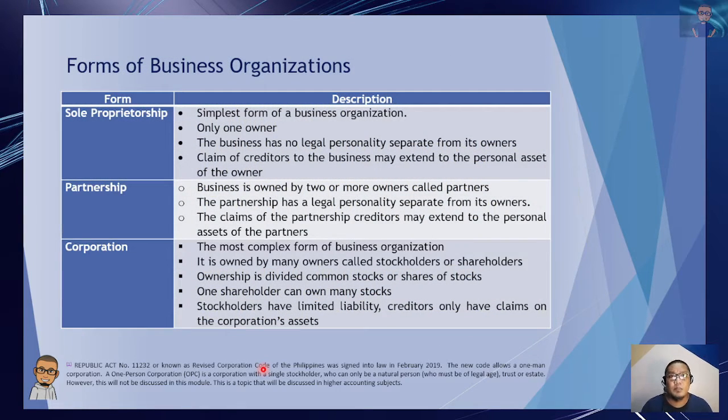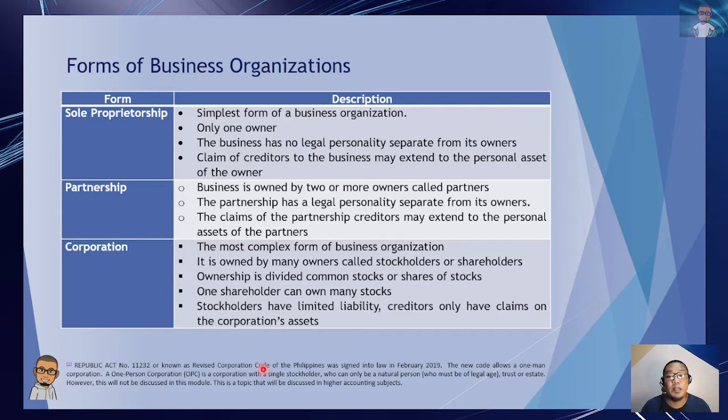Now, balikan muna natin. Let's have a review of the different types of business organization according to how it is organized. First, the simplest one, which is the sole proprietorship, where we only have one owner. The business has no legal personality separate from its owner. So, yun yung pinaka-basic characteristics yan. And then, the claim of the creditors to the business may extend to the personal asset of the owner. That was fully discussed during the time na nag-start tayo ng accounting for sole proprietorship.